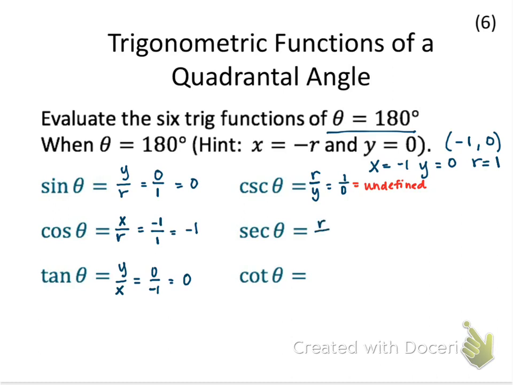Secant is going to be our r divided by our x. So we have 1 divided by negative 1, which will equal negative 1. And cotangent is going to be our x over y. In this case, that is negative 1 over 0, which once again we cannot divide by 0, so this value is undefined.